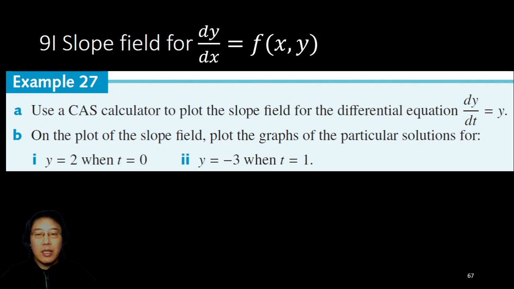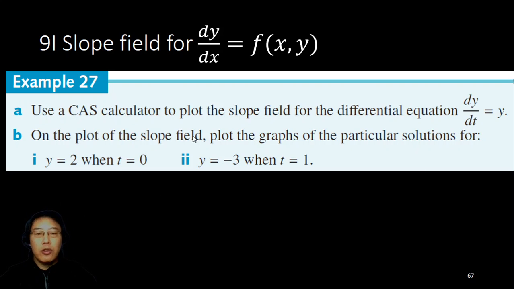first example of 2, you have a differential equation which is dy over dt equals y. So notice now this function is dependent on the y. What it means is it will be independent of x. So as you move across horizontally on your graph, you should have the same gradient.